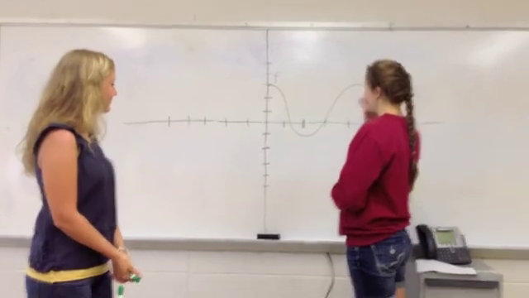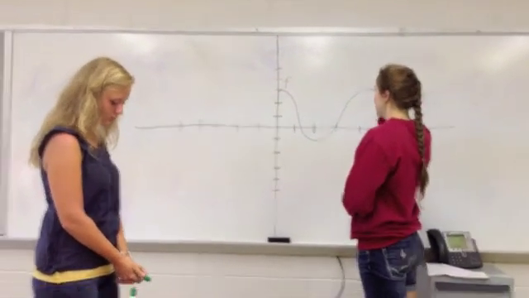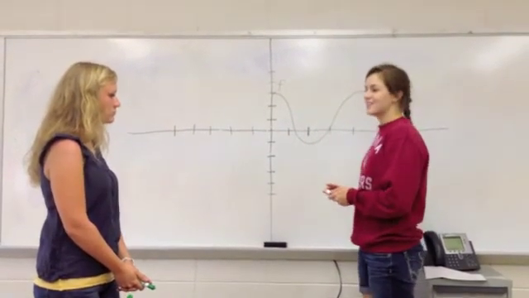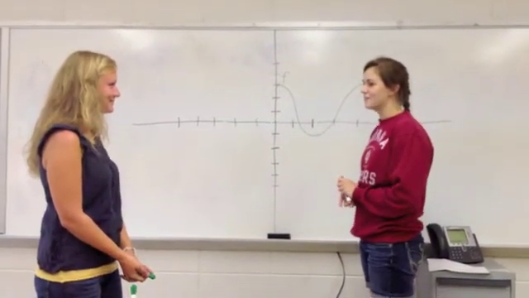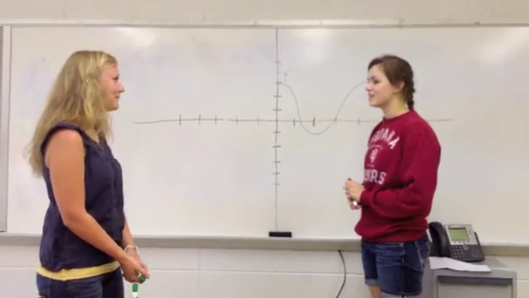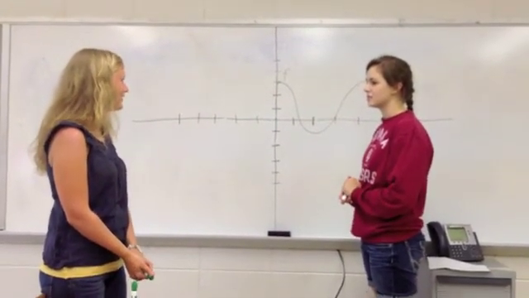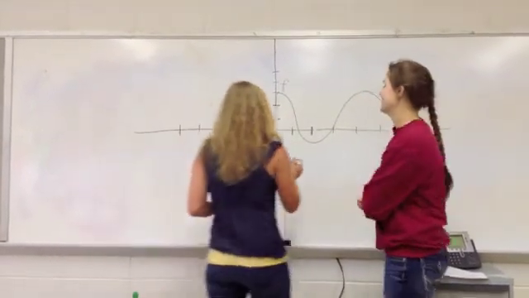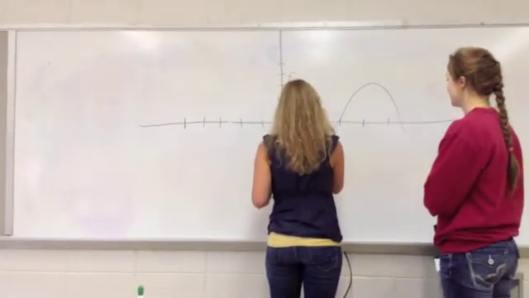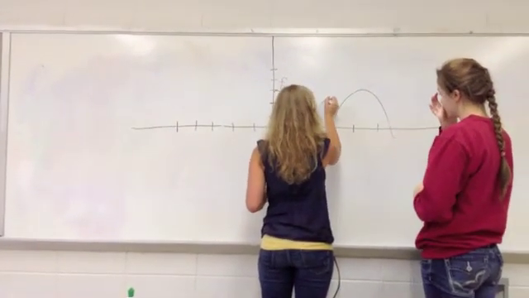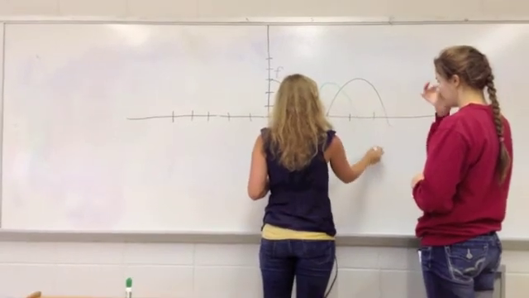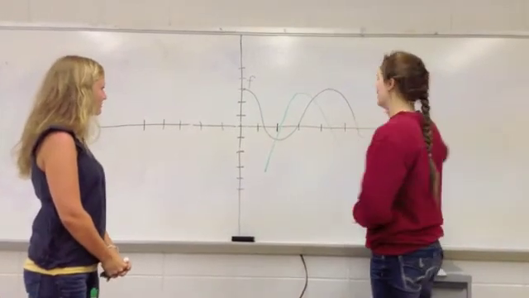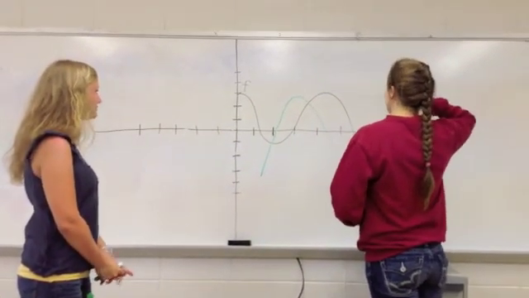Here I drew the graph of f, and we are going to graph f prime and find the relative extrema. Do you know how to graph f prime? F prime is positive when f is increasing and negative when f is decreasing. Would you like to draw it? And that's f prime.